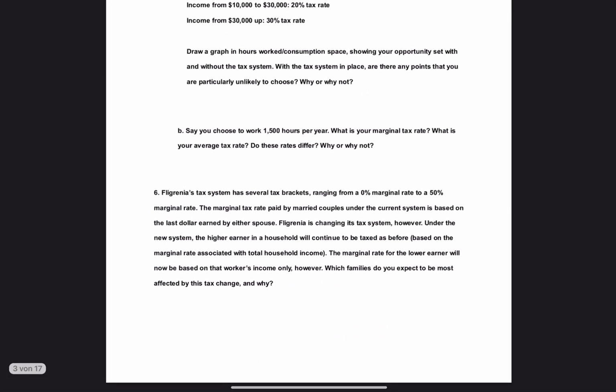And this brings us to the last exercise of this problem set, which is exercise 6. Filgrania's tax system has several tax brackets ranging from a 0% marginal rate to a 50% marginal rate. The marginal tax rate paid by married couples under the current system is based on the last dollar earned by either spouse. Filgrania is changing its tax system, however. Under the new system, the high earner in the household will continue to be taxed as before, based on the marginal rate associated with total household income. The marginal rate for the lower earner will now be based on that worker's income only. Which families do you expect to be most affected by this tax change and why?